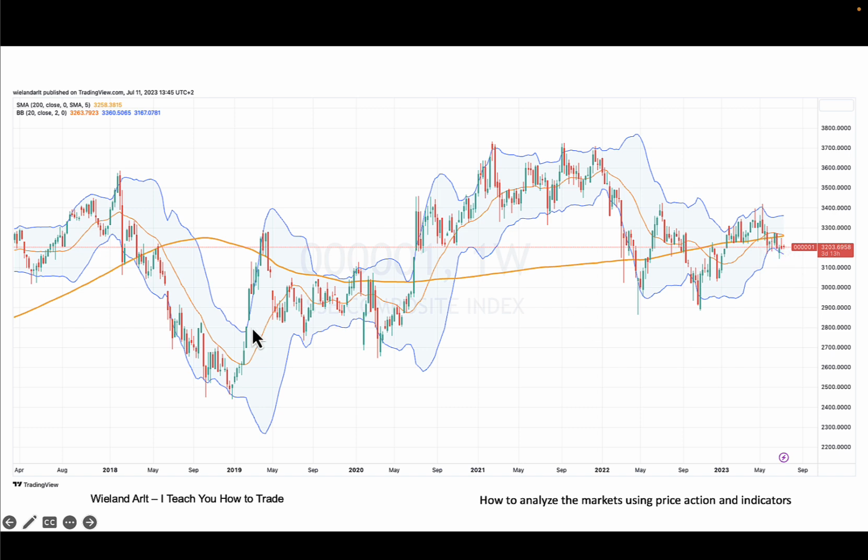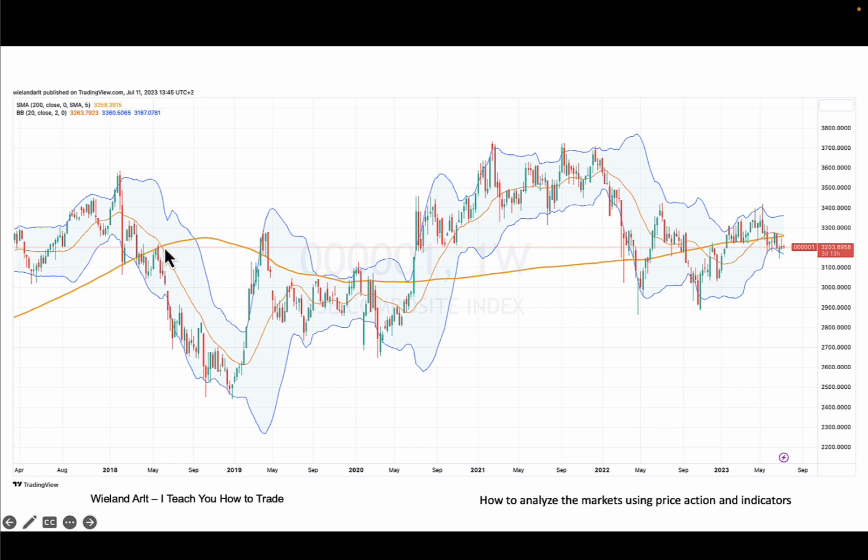So how can we combine this with the Bollinger Bands? It's the same situation. So let's say you want to go short, and you say, okay, if prices are below the 200, maybe you want to look for sell signals. And here we go.